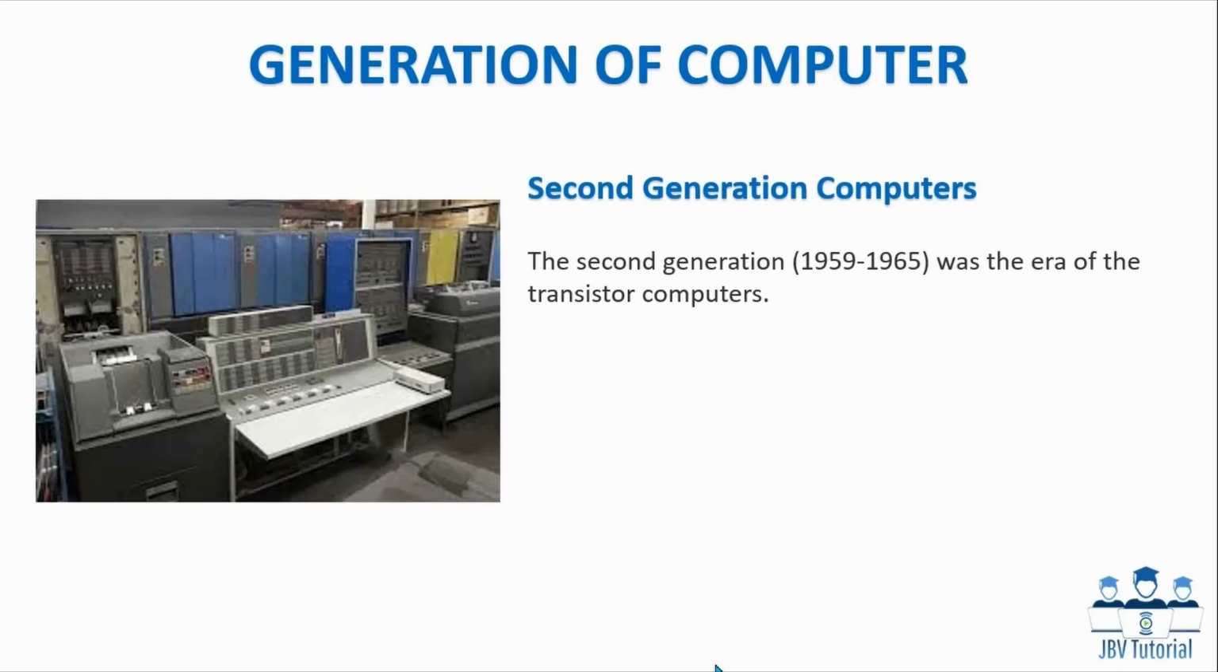Second generation computers. The second generation, 1959 to 1965, was the era of transistor computers. These computers used transistors which were cheap, compact, and consumed less power. It made transistor computers faster than the first generation computers.